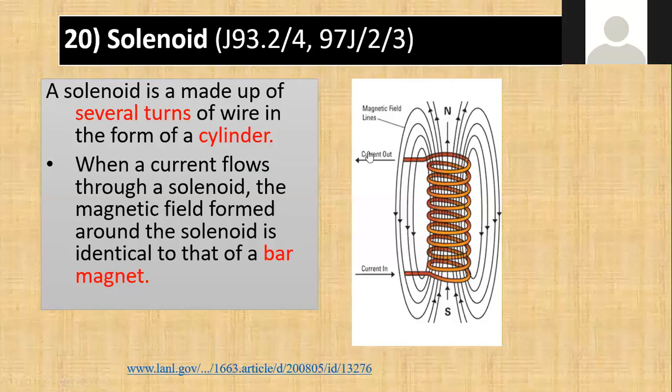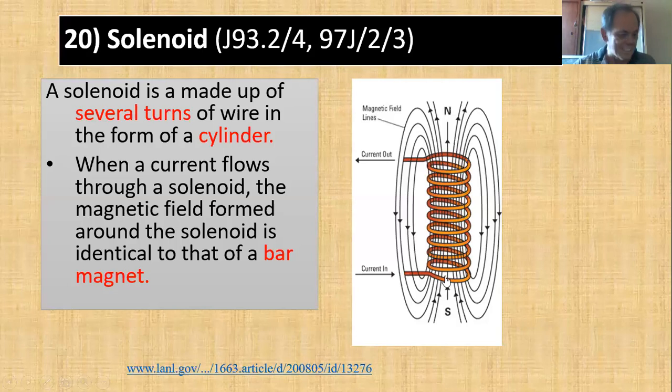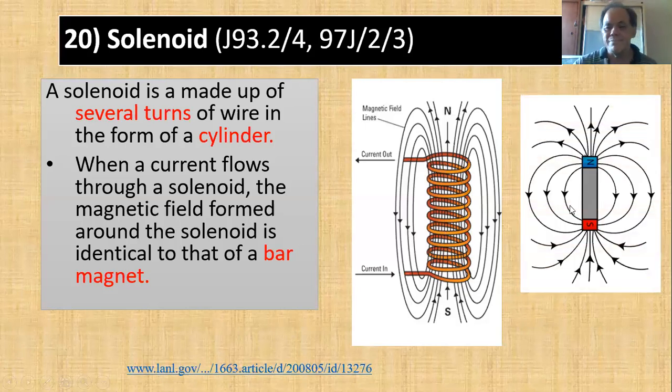Okay, a solenoid is made up of several turns, right? And the turns form a cylinder. Not like a very thin loop only, but this one has a significant length, right? So the field is just like a bar magnet, except that for a bar magnet the field doesn't go through it, whereas for the coil, the field goes through the coil. Same as a bar magnet.